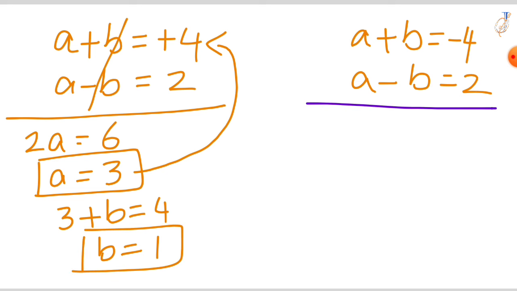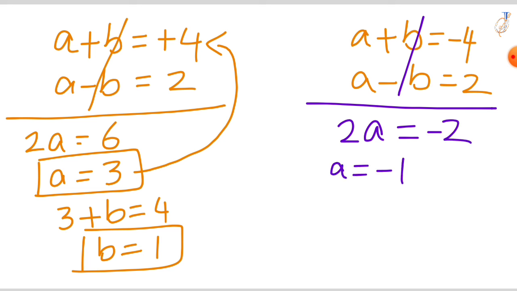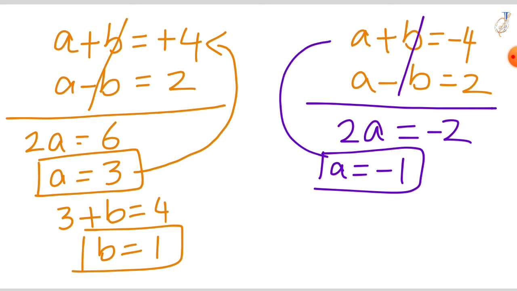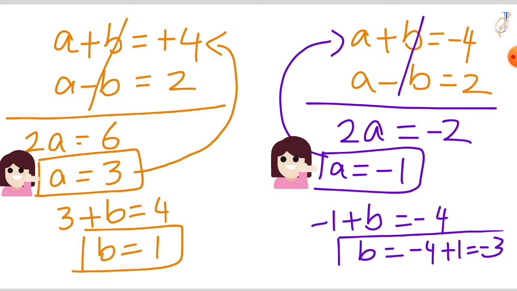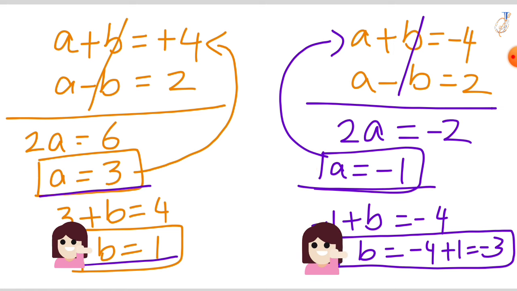Now here also, by using the elimination method, we are going to find the a and b values. Our a value is minus 1. So substitute this a value in the first equation, then you will get b equal to minus 4 plus 1, that is equal to minus 3. Now we have 2 values of a and 2 values of b. We completed our second task also.